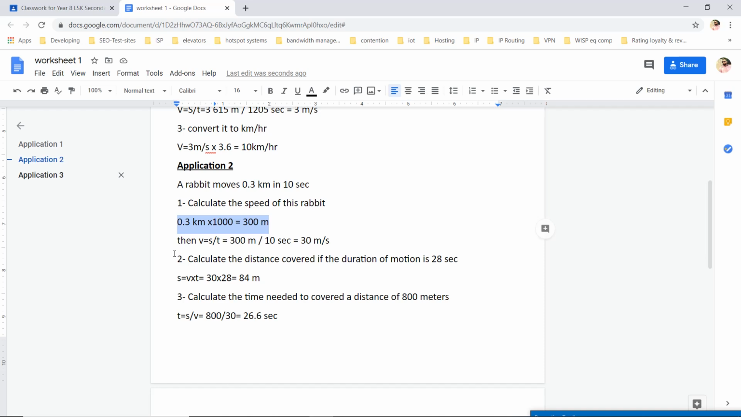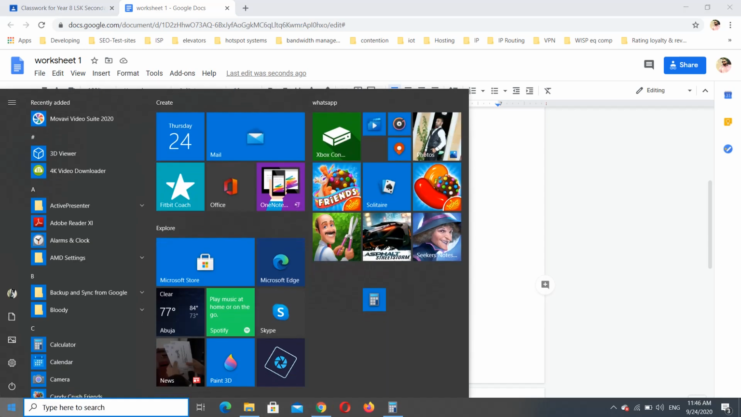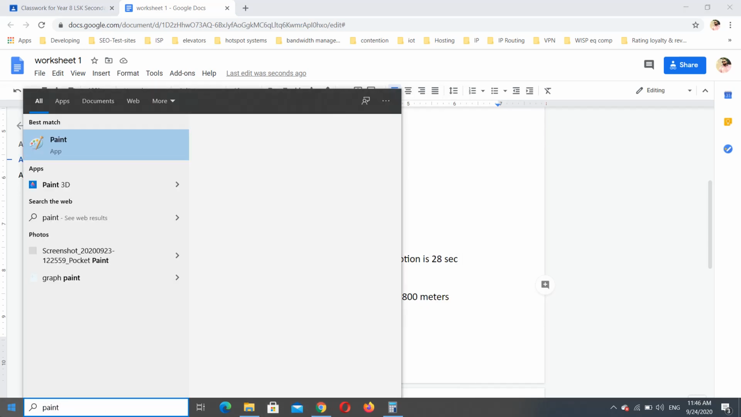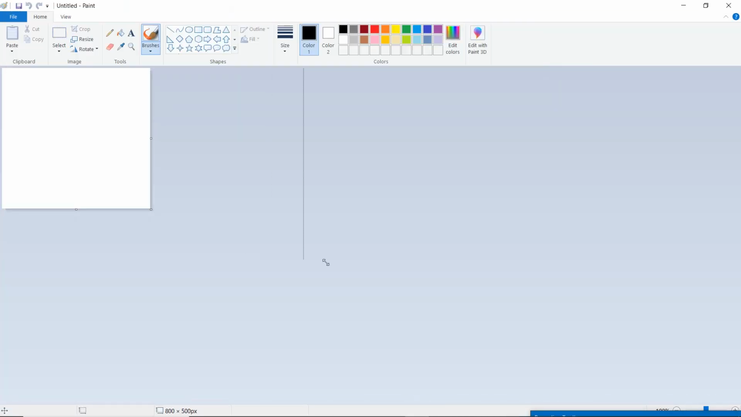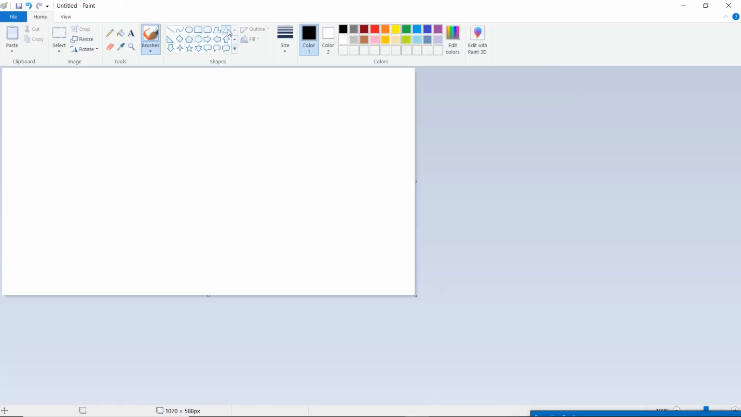Now part 2. Calculate the distance covered if the duration of motion is 28 seconds. Now I need the distance, not the speed, right? But I know that there is a way to calculate the distance. So I must use the triangular method. If I want to calculate the time or the distance, I must use the triangular method. What is the triangular method? It's a method where I can prepare a rule from another rule.